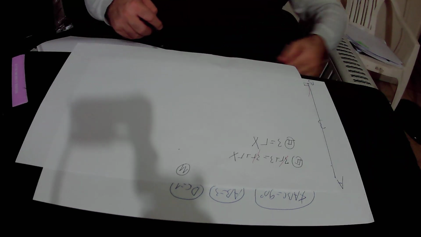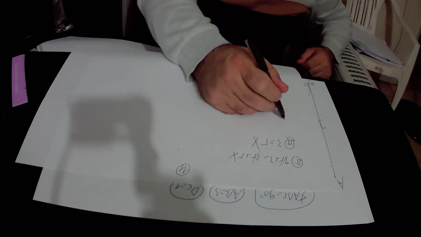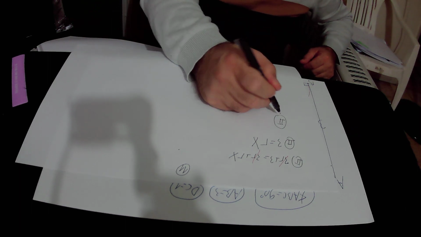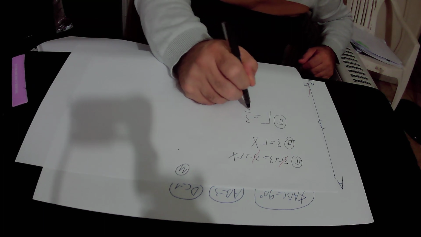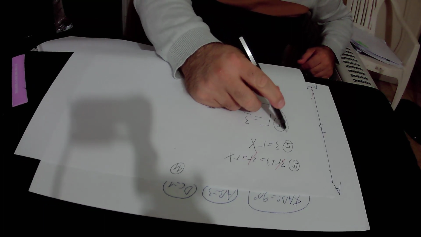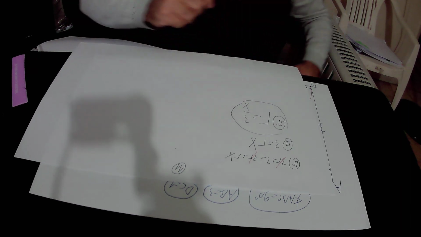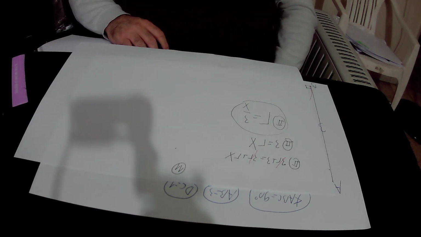So we will divide the equation number 2 by x, and we will get that r, the radius of the semicircle, equals 3 over x. We found out, according to equation number 2, that the radius of the semicircle, r, equals 3 over x. Okay?